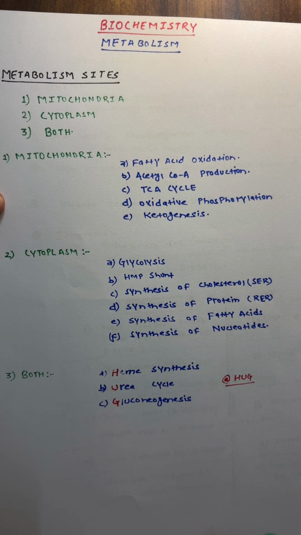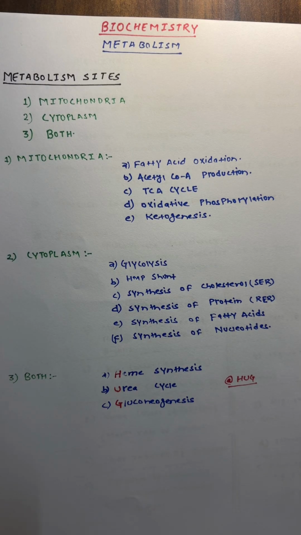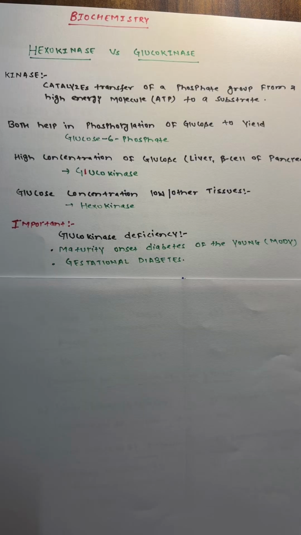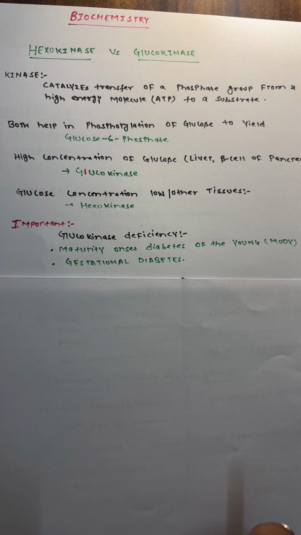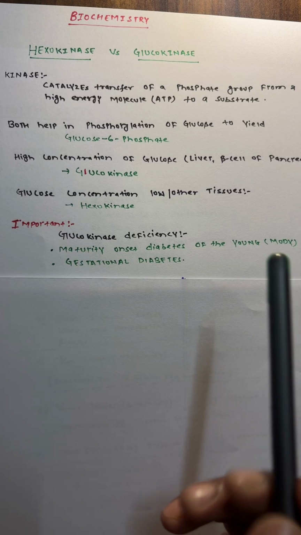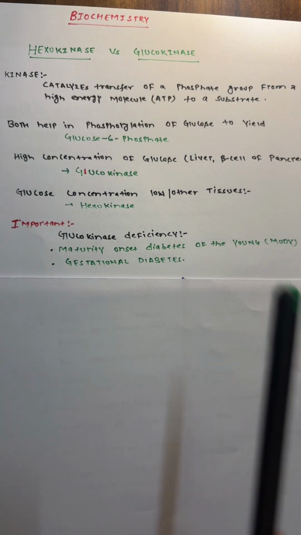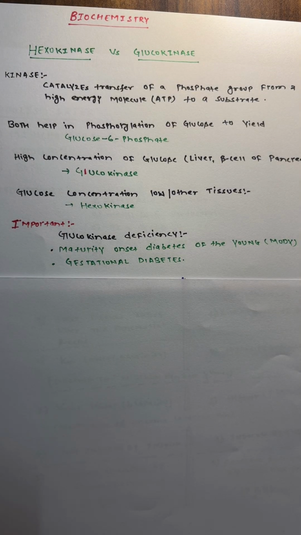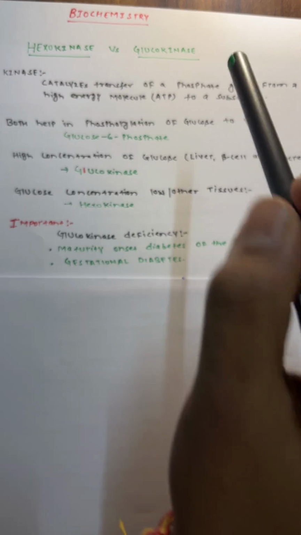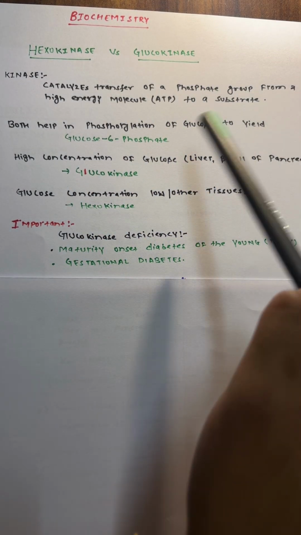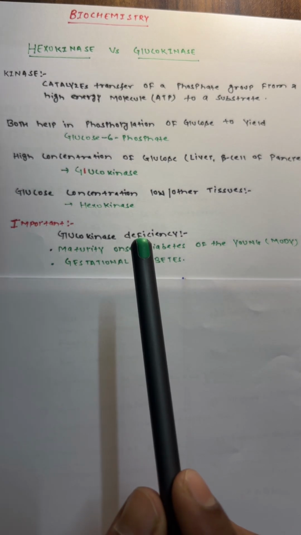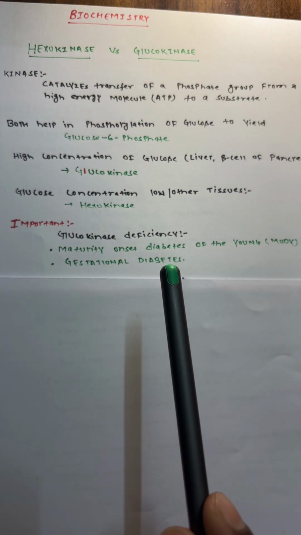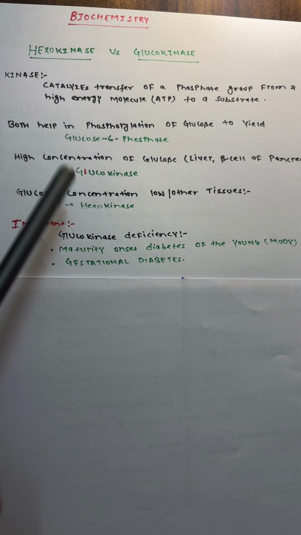Now we'll talk about the difference between hexokinase and glucokinase enzyme, and why it's important to know the difference between these two. Before understanding this, let's first understand what a kinase is. A kinase catalyzes the transfer of a phosphate group from a high energy molecule like ATP to the substrate. Both hexokinase and glucokinase help in phosphorylation of glucose to yield glucose 6 phosphate.